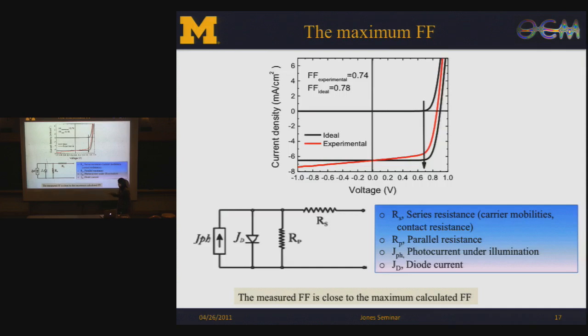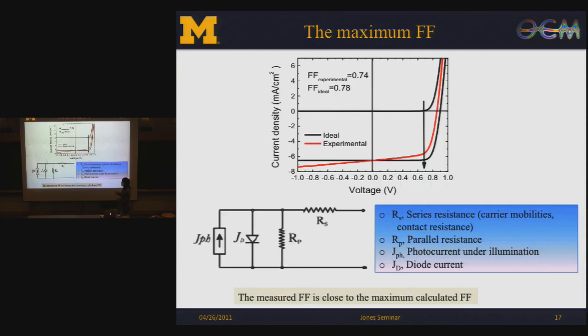Let's go back and look at the fill factor again. As I just mentioned, we have a fill factor as high as 0.74. The question is, are we reaching the maximum number we can reach? Then we do a simple calculation of the IV curves.